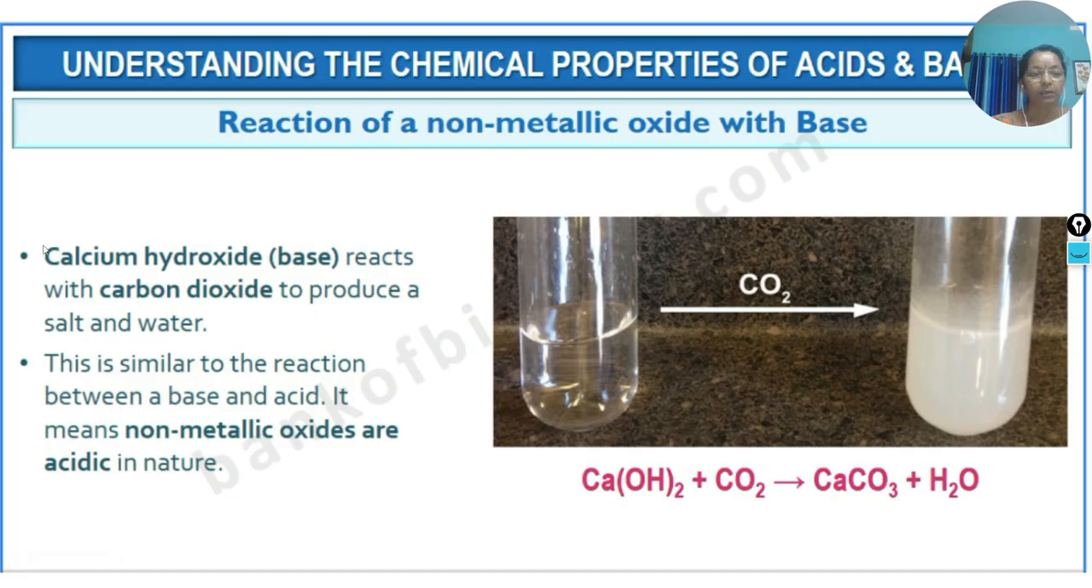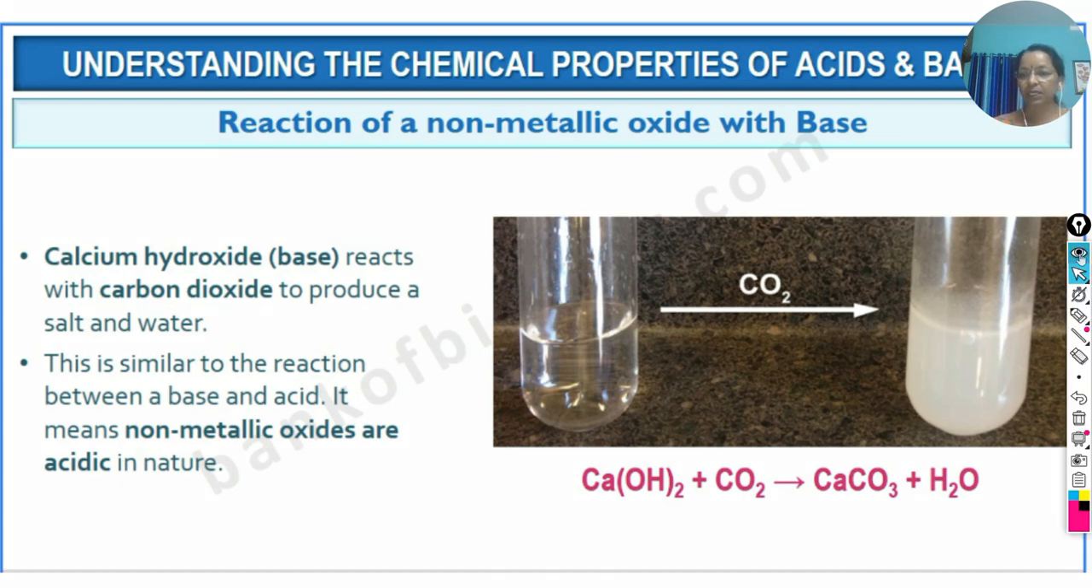Then another example, calcium hydroxide reacts with carbon dioxide. This is a non-metallic oxide. So what happens when a non-metallic oxide reacts with bases? There it was metallic oxides with acids. Here it is non-metallic oxide with base. Base plus acid gives salt and water, right?